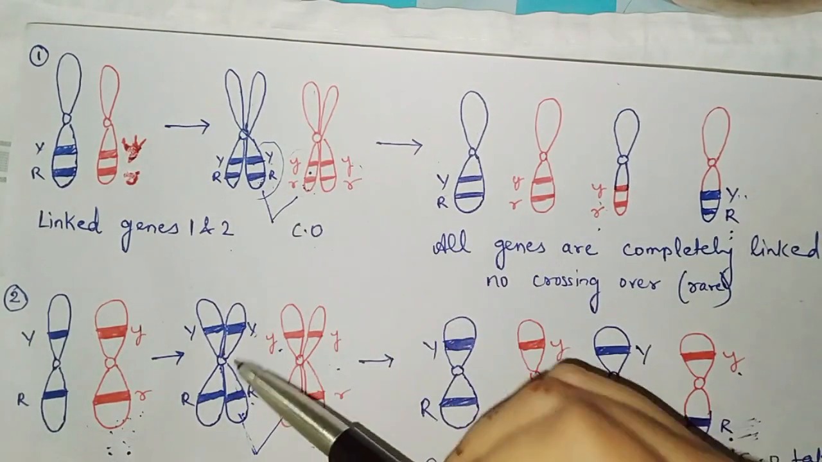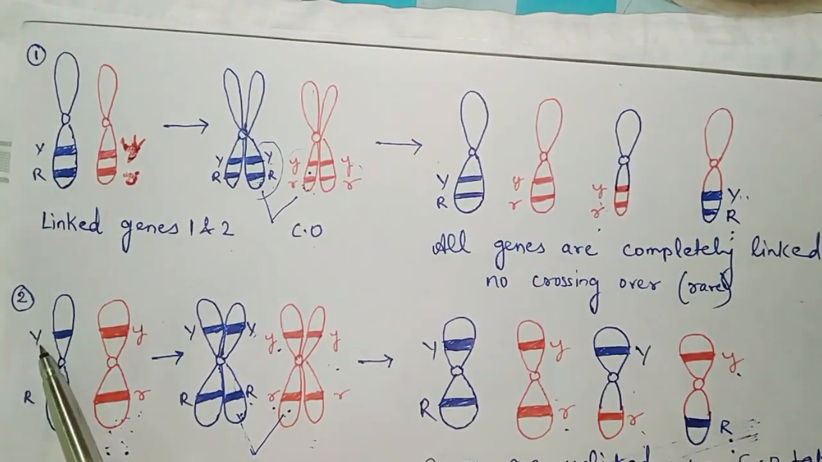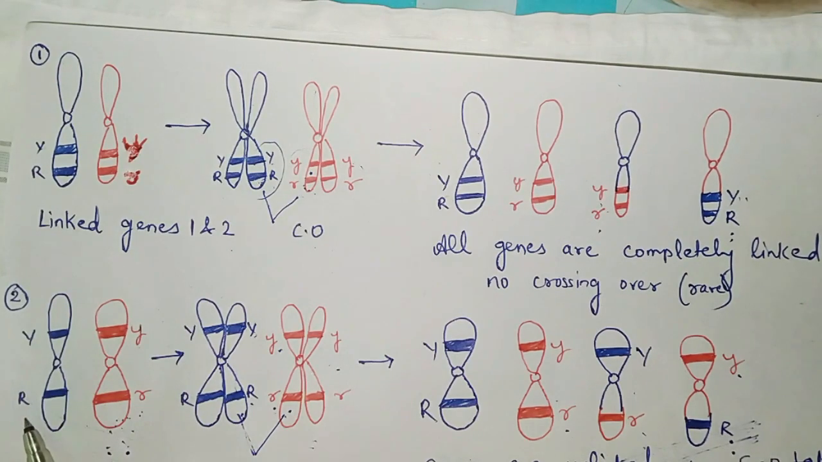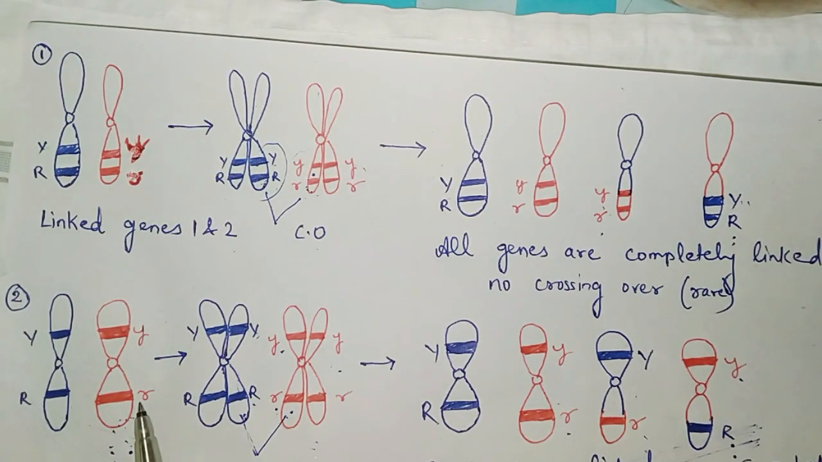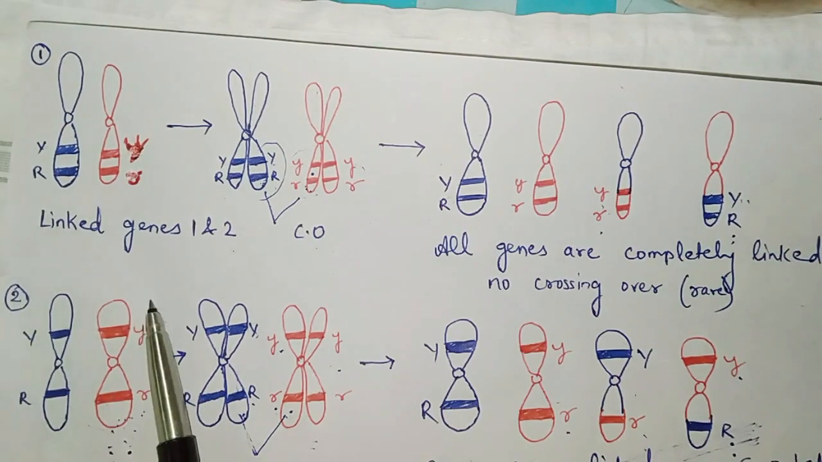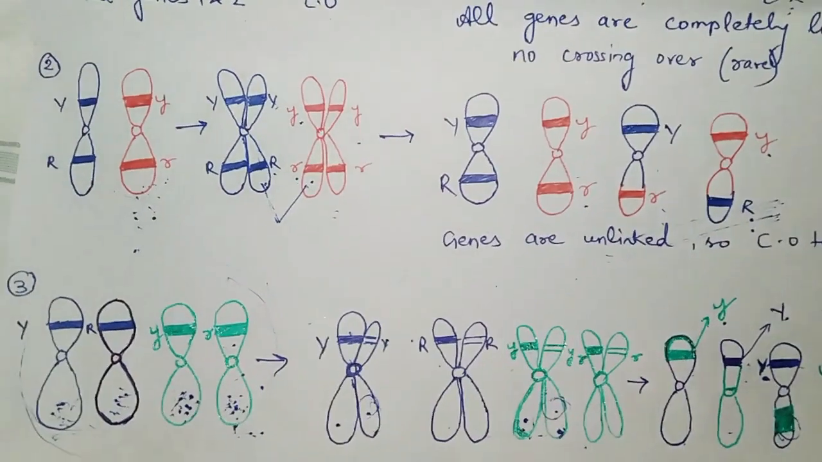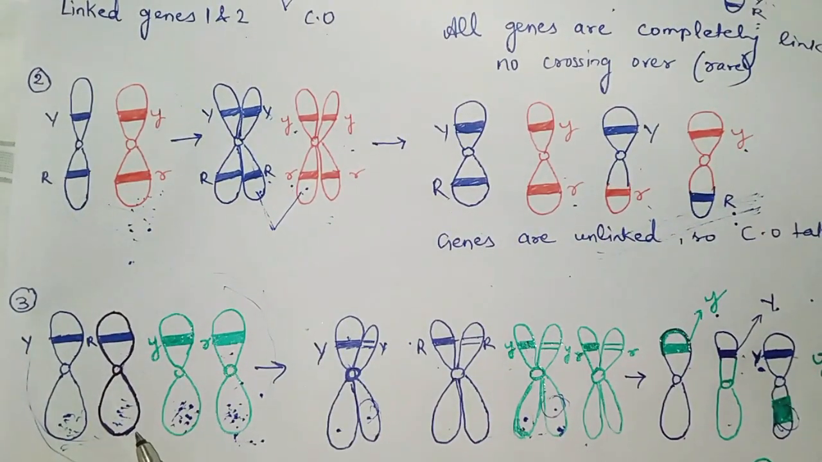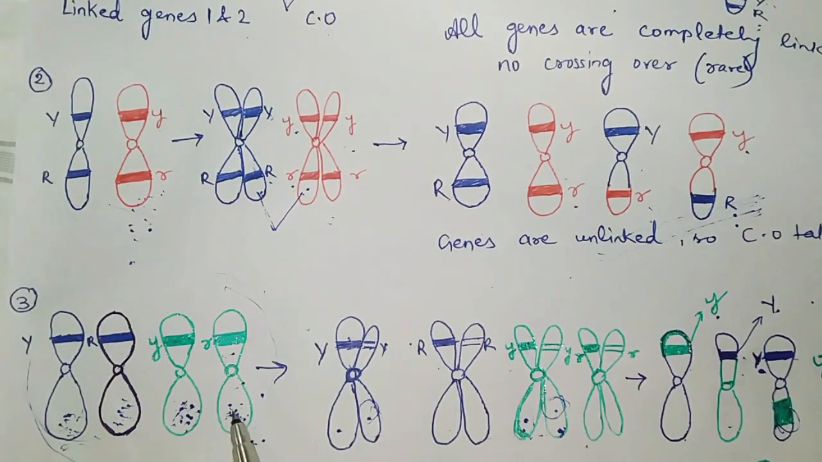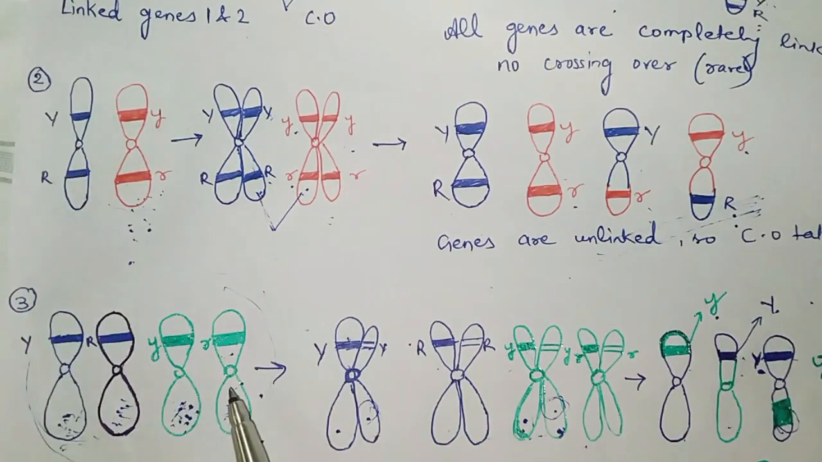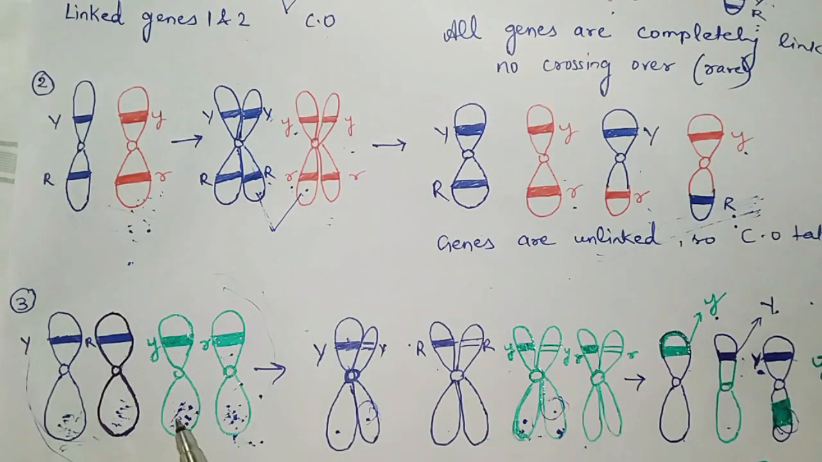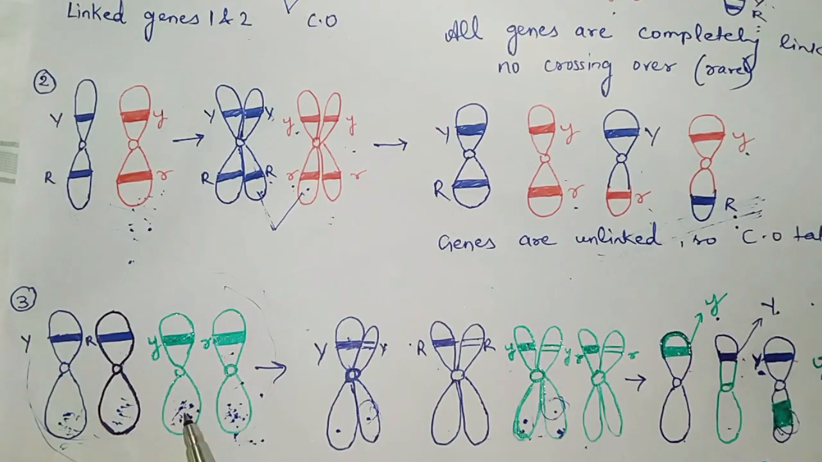In these two cases, the genes of concern, that is gene 1 with alleles capital Y and small y, and gene 2 with alleles capital R and small r, are present on two homologous chromosomes, and a single pair of homologous chromosomes is involved. But in case 3, which is related to Mendel's experiments, the genes of concern are present on 4 chromosomes and 2 pairs of homologous chromosomes are involved. Gene 1 is present on this chromosome and this chromosome, therefore these both are homologous, and gene 2 is present on this chromosome and this chromosome, and these both are homologous to one another.